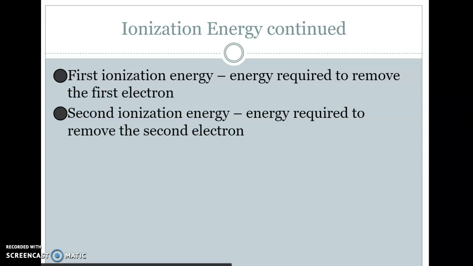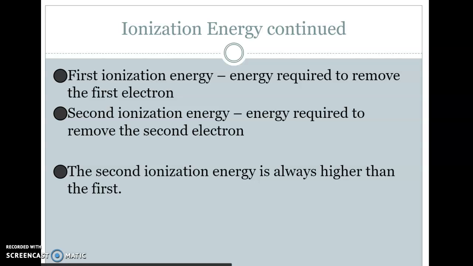Now, every time we remove an electron, it gets harder and harder to remove the next electron because once we've pulled one away, there are now more protons in the nucleus than there are electrons. And it would actually mean that the nucleus can hold more tightly to those electrons. So it gets harder every time that you remove an electron to remove another electron. So the second ionization energy is always higher than the first. That would mean that the third ionization energy would be higher than the second, and so on.